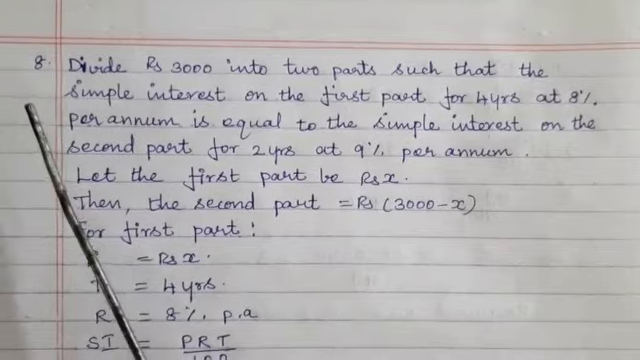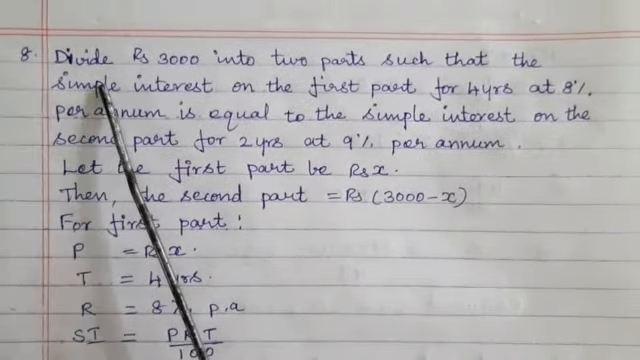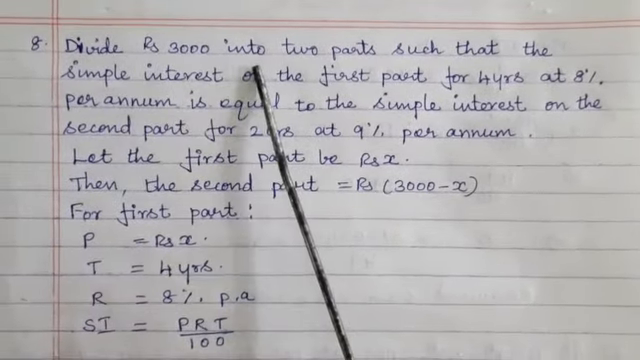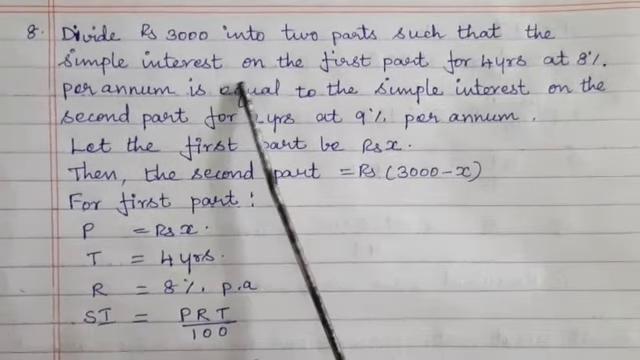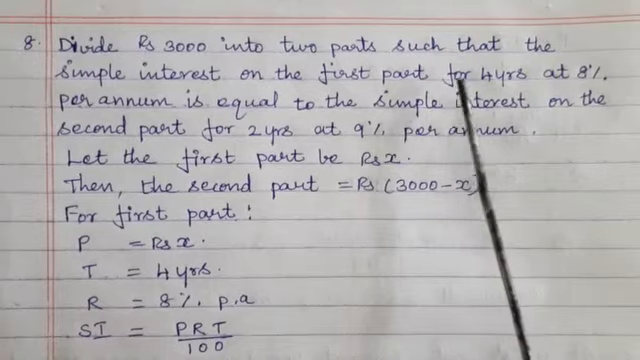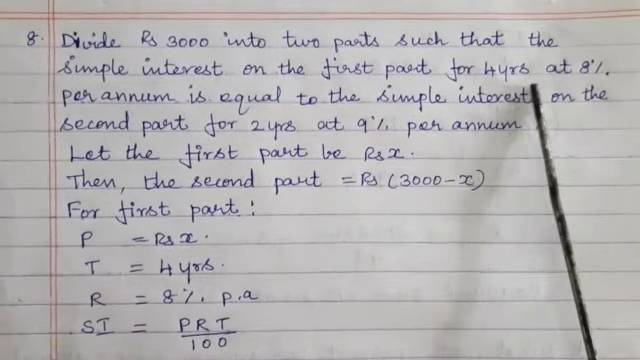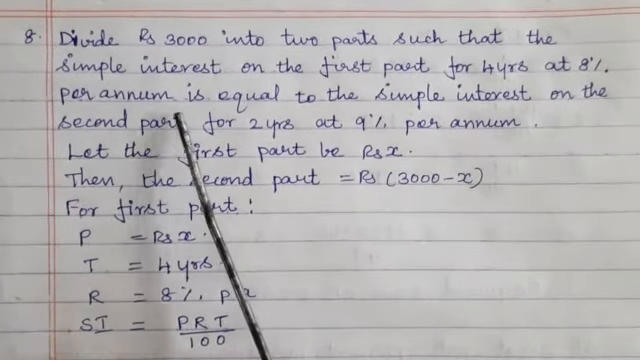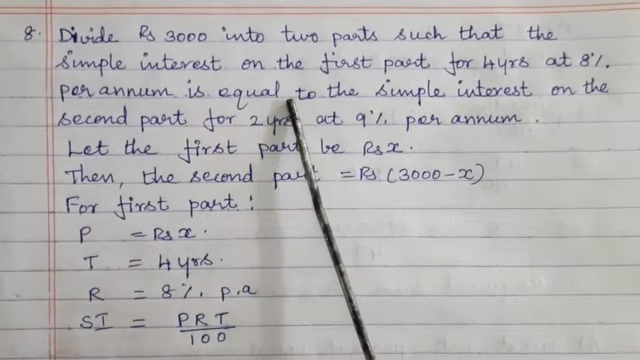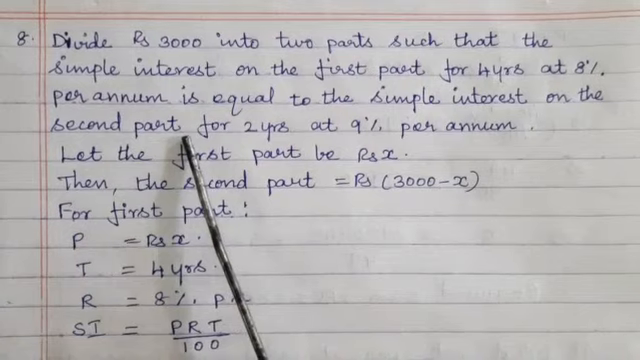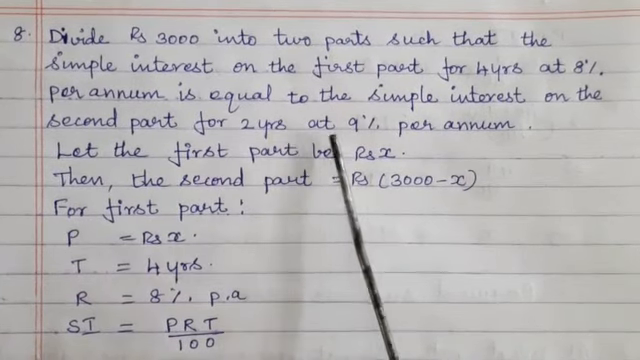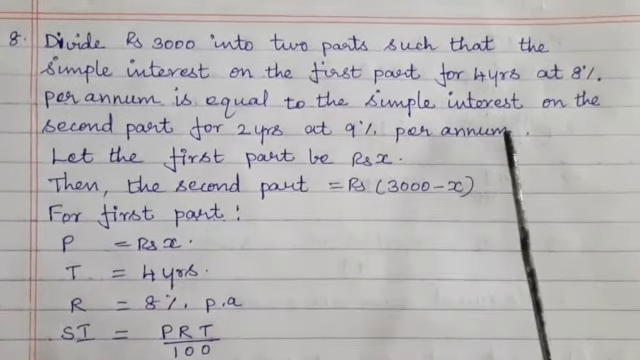Now move on to question number 8. Divide rupees 3000 into two parts such that the simple interest on the first part for 4 years at 8% per annum is equal to the simple interest on the second part for 2 years at 9% per annum.